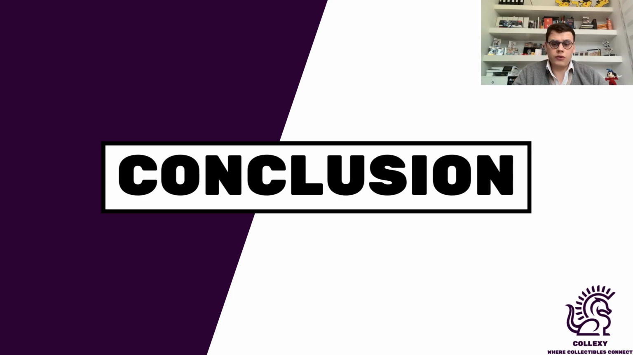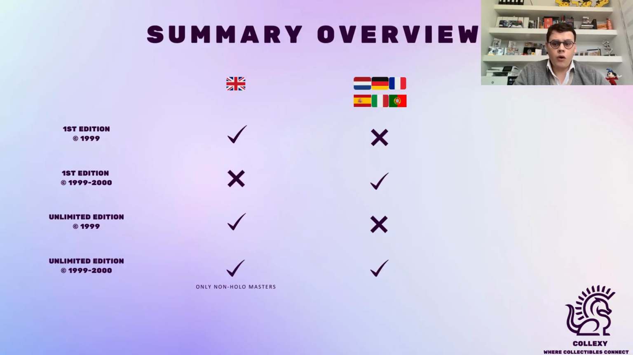As we have now walked through the structure of the set, we have now discussed the different masters and variants, how a Pokemon card looks, etc. We will now conclude before we go more in depth on the different variants that exist in addition to the already discussed variants. So, as a summary overview, the first edition with the Wizards of the Coast copyright year 1999 were only printed in English, while the first edition, copyright 1999 to 2000, were not printed in English in first edition, but were printed in Dutch, German, French, Spanish, Italian, and Portuguese.